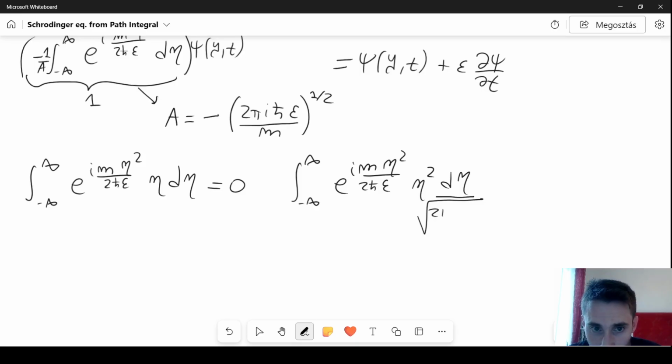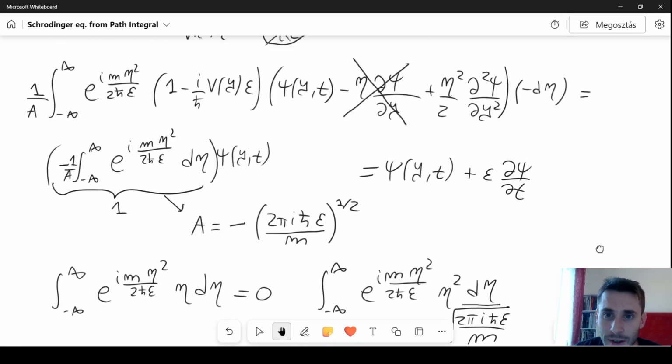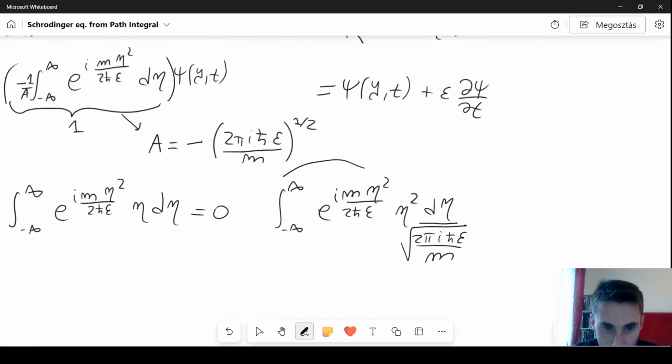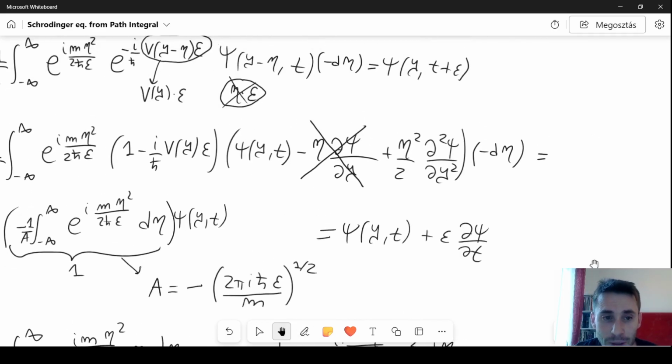square root of 2 pi i h bar epsilon divided by m, and this integral would multiply this factor of 1. So we do not multiply this term here by this factor as well, and the reason is quite simple, but it will become simple after we perform this calculation. If we calculate this integral, we can show that this is proportional to epsilon, and therefore if we multiply that by another epsilon, we would get epsilon squared, so that's negligible.